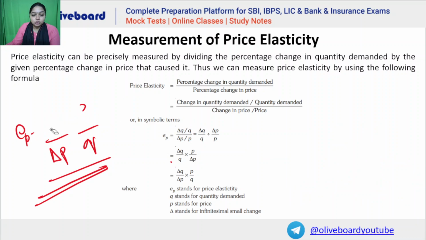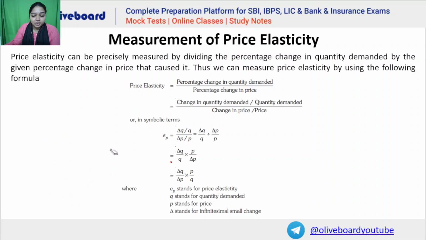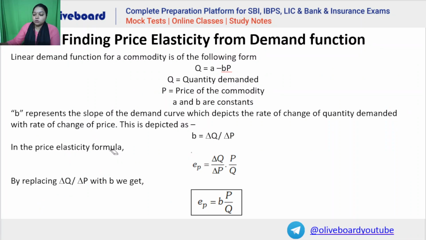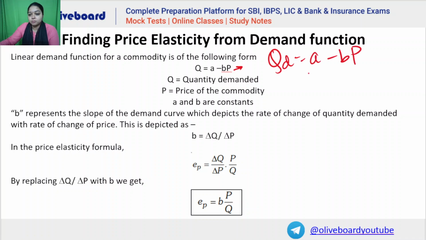So now going further ahead, let us discuss some more topics. Yesterday we studied the demand function. What is the demand function? This is the demand function, that is QD is equal to A minus BP. We know QD is quantity demanded, A is the intercept term, B is the slope, and P is the price of the commodity, right? So this is our demand function.